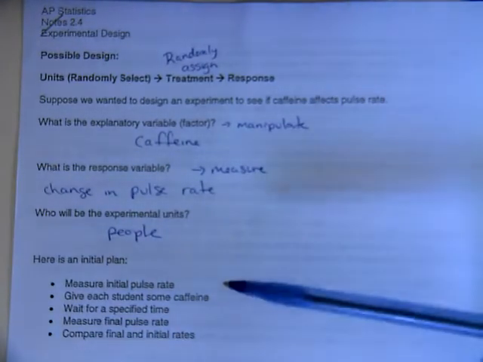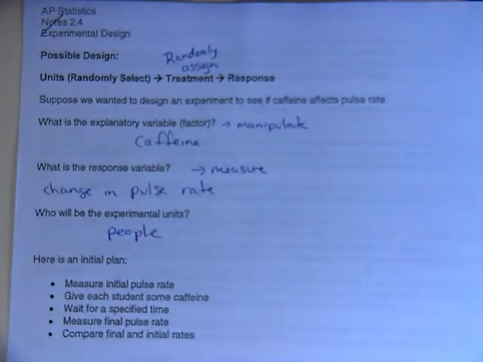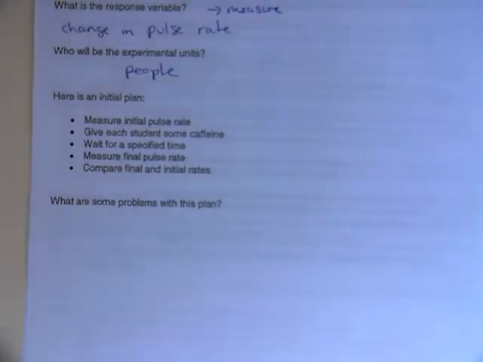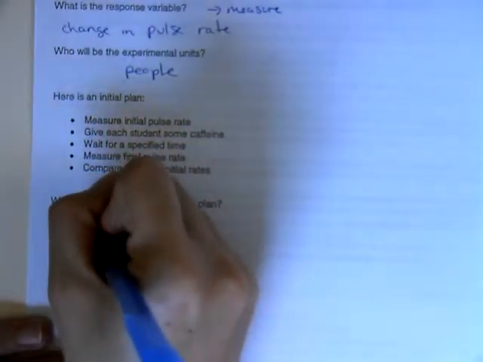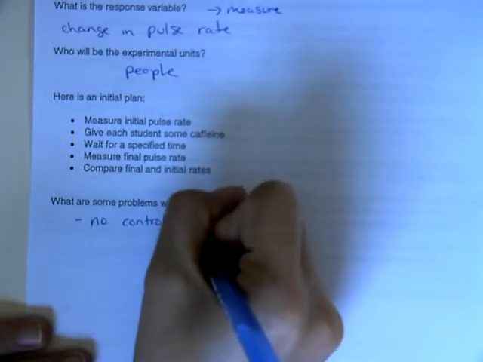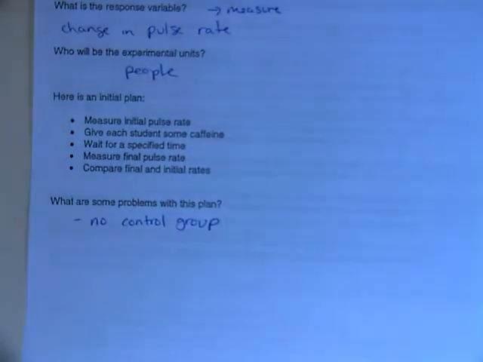So here's my initial plan. I'm going to measure everyone's initial pulse rate, give each student some sort of caffeine, wait, measure their final pulse rate, and compare. If I'm just looking at that, there are obviously a couple of problems with this plan. If I gave everybody some sort of caffeine, there's no control group. Maybe there's some outside factor that might affect pulse rate, like doing this before a fire drill or after a fire drill.